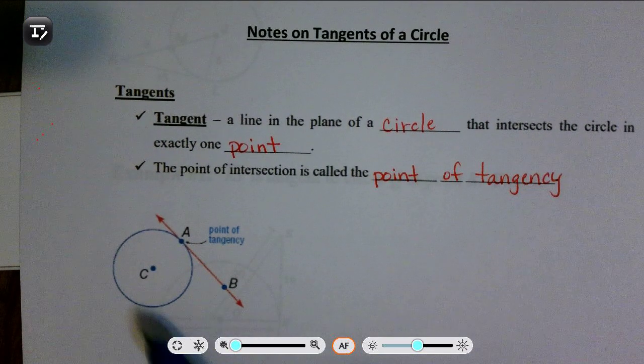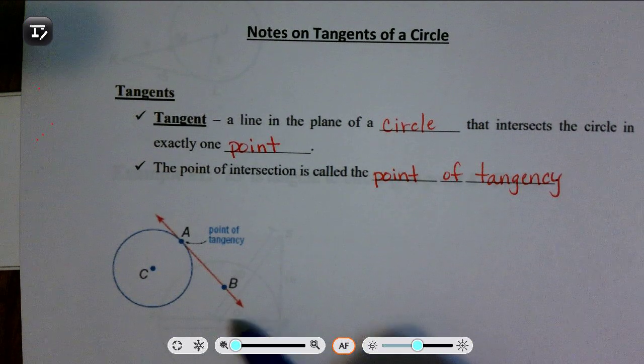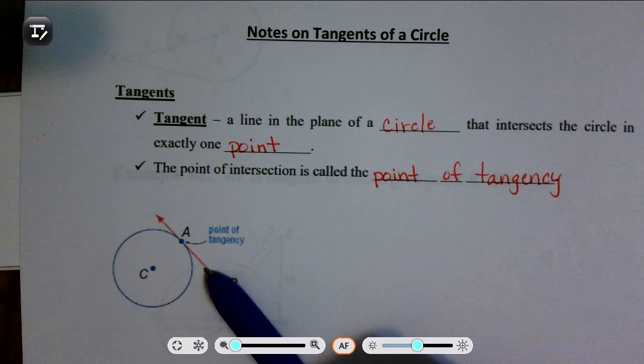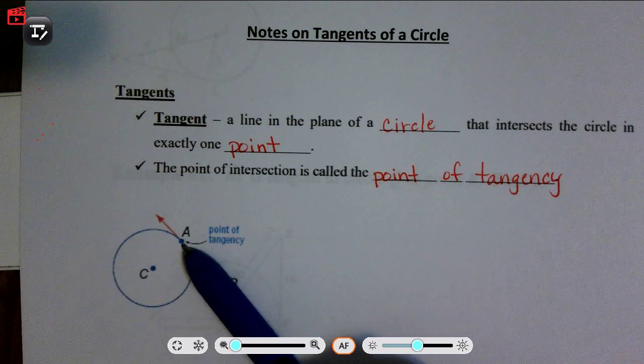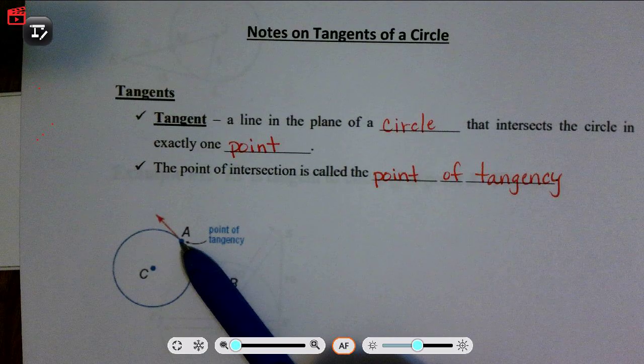If we have a circle and we have a line that's in the same plane as that circle, and this line comes and gets ever so close, it will touch this circle in exactly one point at A, and then it continues on. This line is the tangent line. This is the point of tangency.